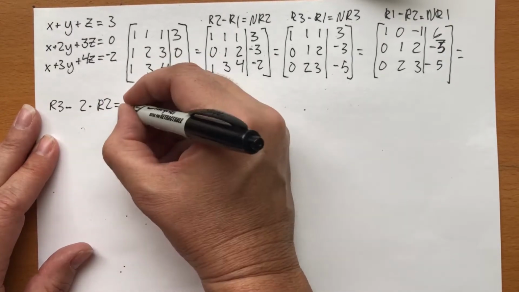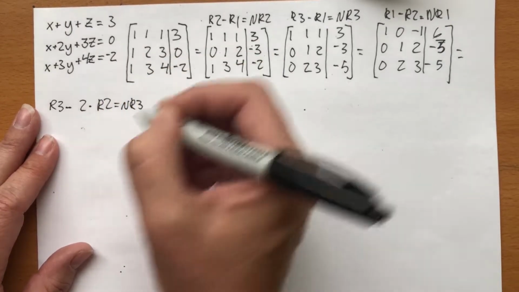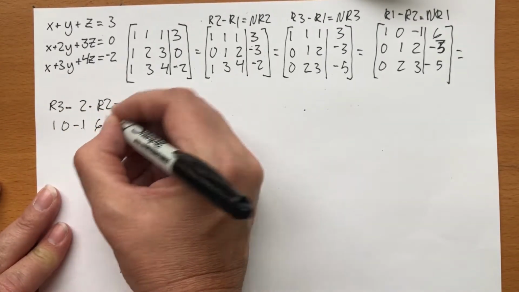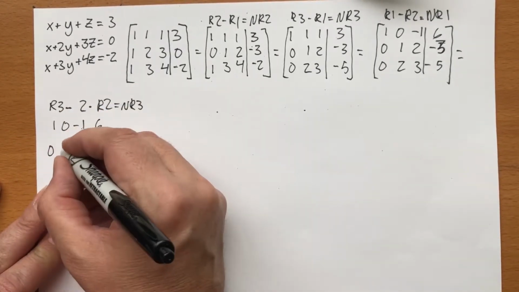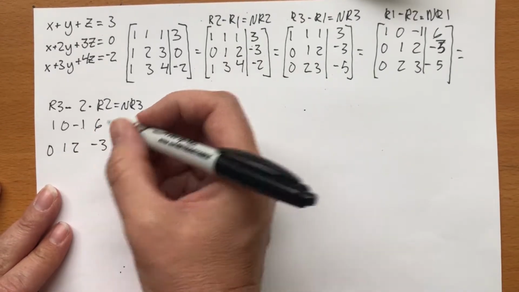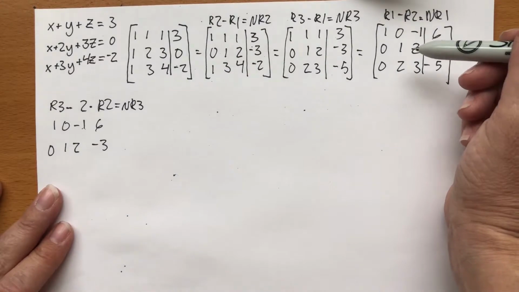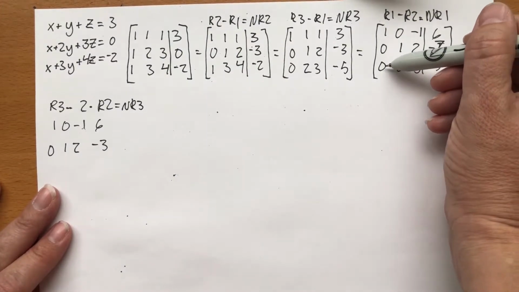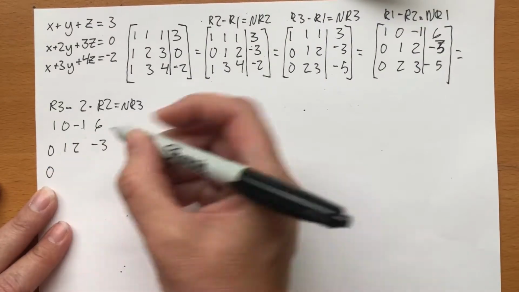Okay, next, I am going to take row 3, and I am going to subtract 2 times row 2, and that is going to give me my new row 3. Okay, so let's go back up here. We're doing 2 times row 2. So 2 times 0 is 0. So 0 subtract 0 is 0.